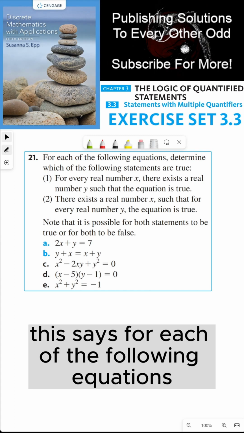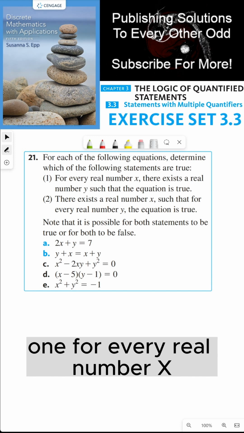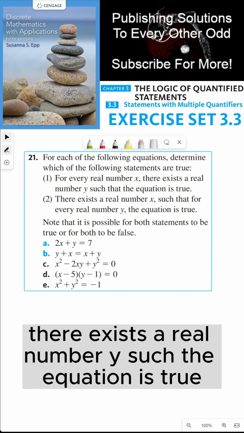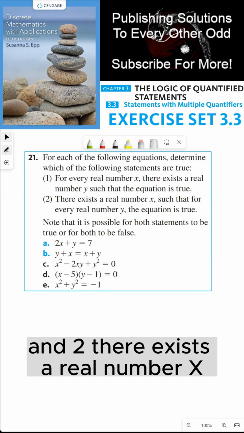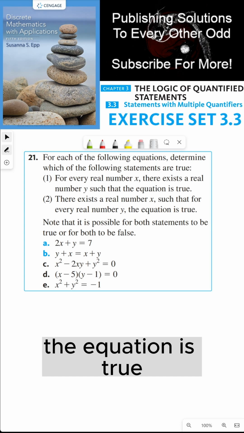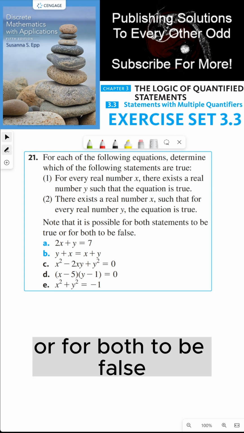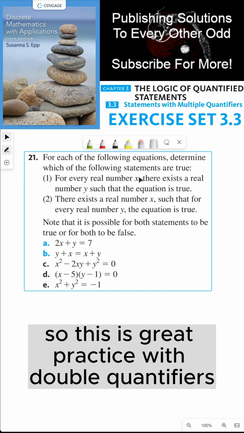It says for each of the following equations, determine which of the following statements are true. 1. For every real number x, there exists a real number y such that the equation is true. And 2. There exists a real number x such that for every real number y, the equation is true. Note that it is possible for both statements to be true or for both to be false. So this is great practice with double quantifiers.